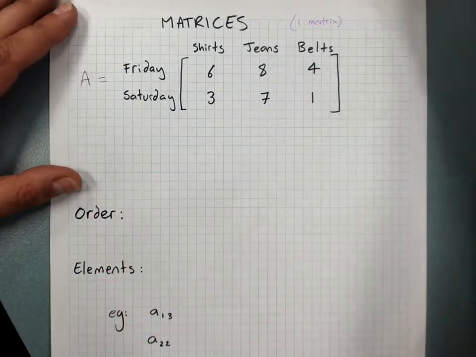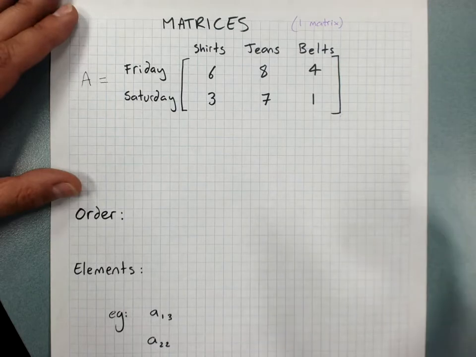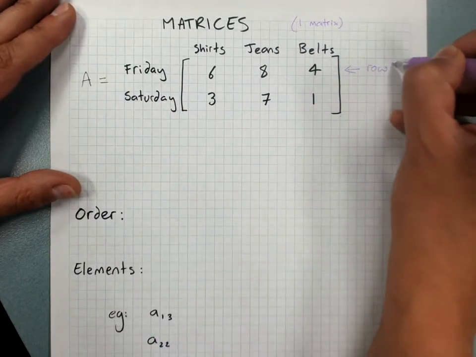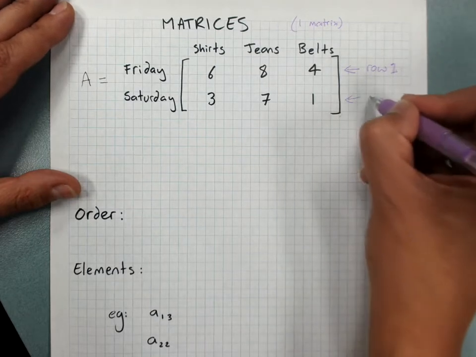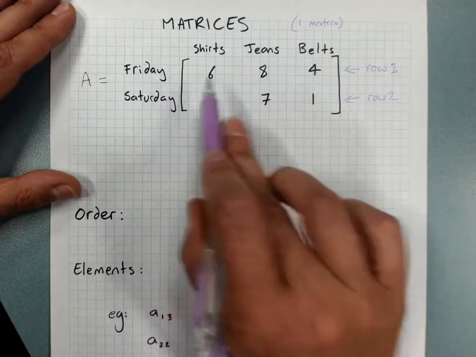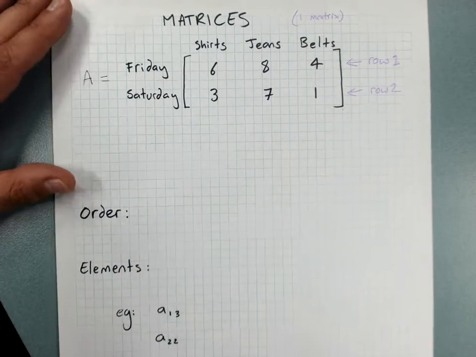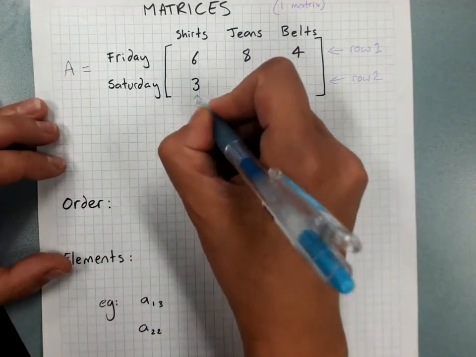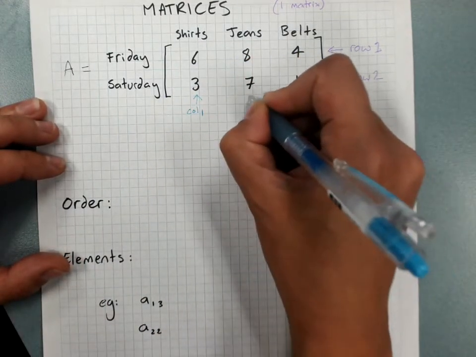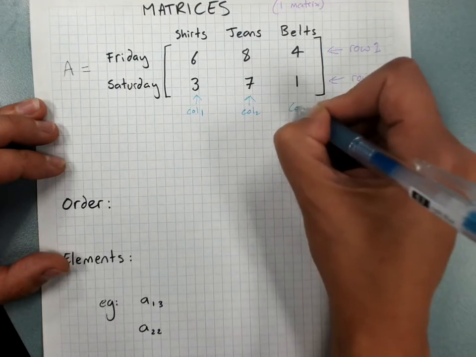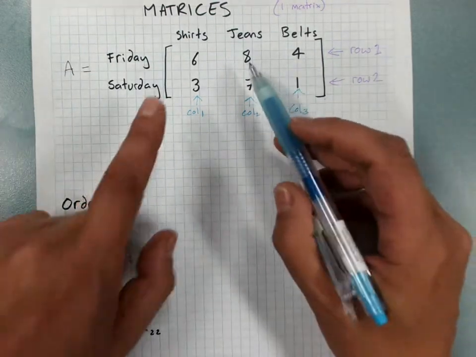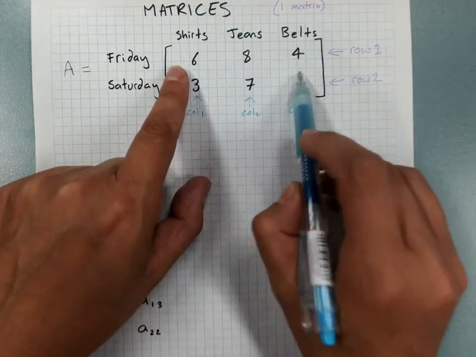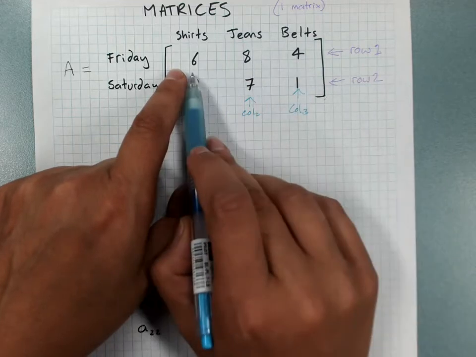So matrices are named with capital letters, and they have rows. Rows go across, so that is row 1, that is row 2. There are 2 rows. They also have columns. This is column 1, column 2, column 3. So columns go up and down. There are 3 columns, 1, 2, 3, and rows go across, rows 1, 2.